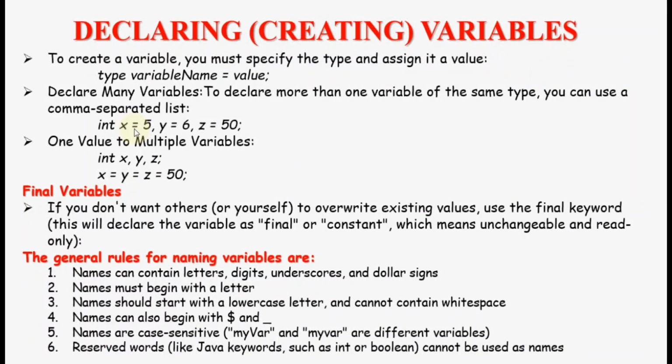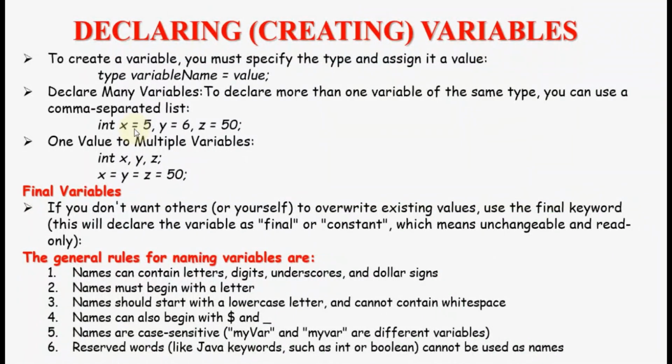To declare more than one variable of the same type, you can do that in a single line by using a comma separated list. You can also assign a value to more than one variable in just a single line if they have the same value.